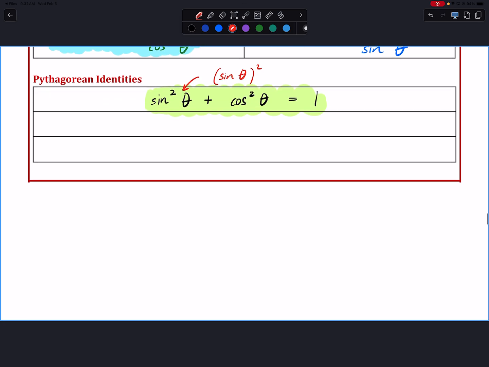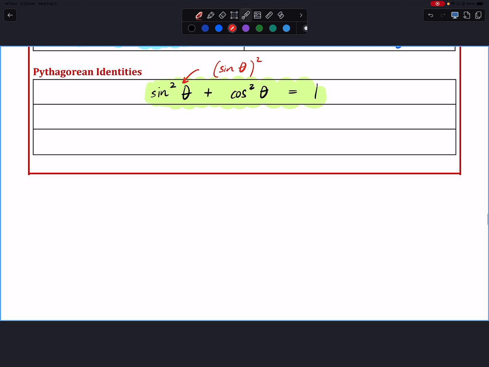Okay. So, the other two. I'm going to just tell you what they are, and then I'll show you where they come from. If we know this one, then the other two are pretty straightforward, and you'll see why. 1 plus tangent squared theta is equal to secant squared theta. And then 1 plus cotangent squared theta is equal to cosecant squared theta.